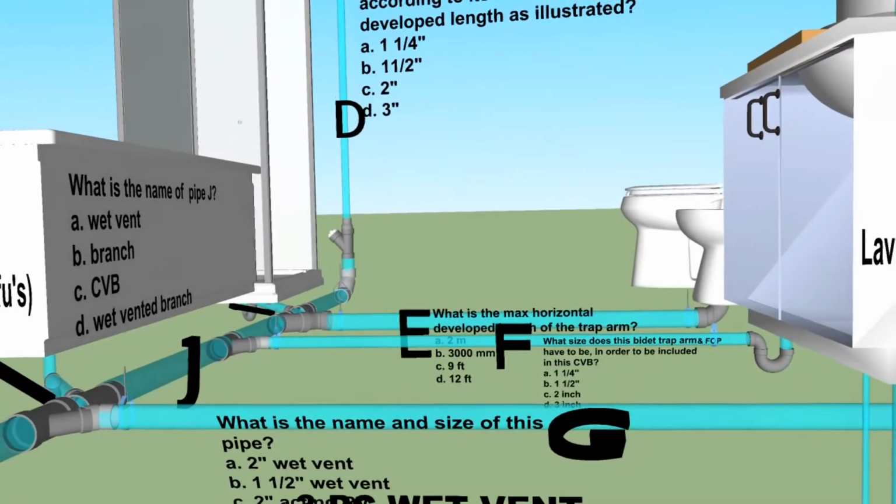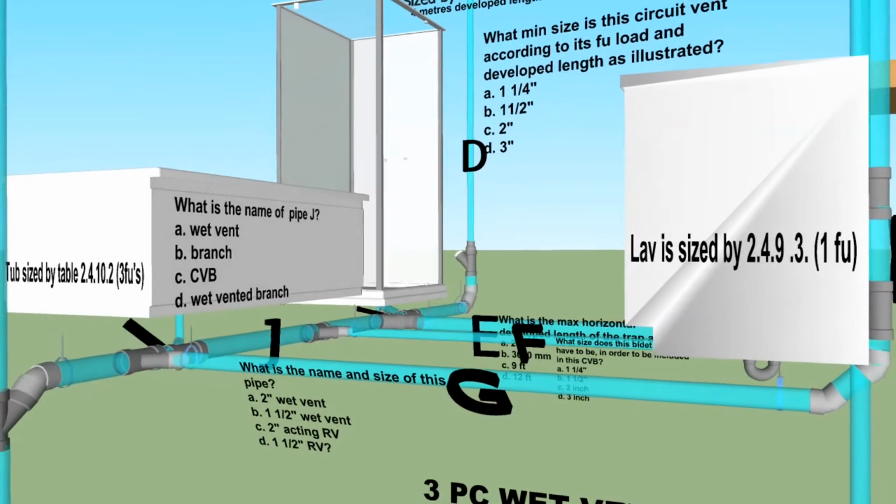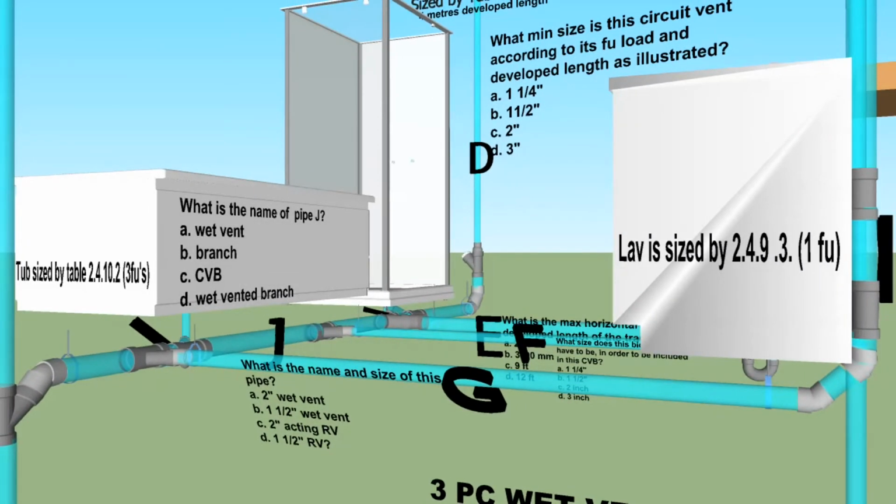G. What is the name and size of this pipe? Is it A, a 2 inch wet vent, B, an inch and a half wet vent, C, a 2 inch acting relief vent, or D, an inch and a half relief vent?